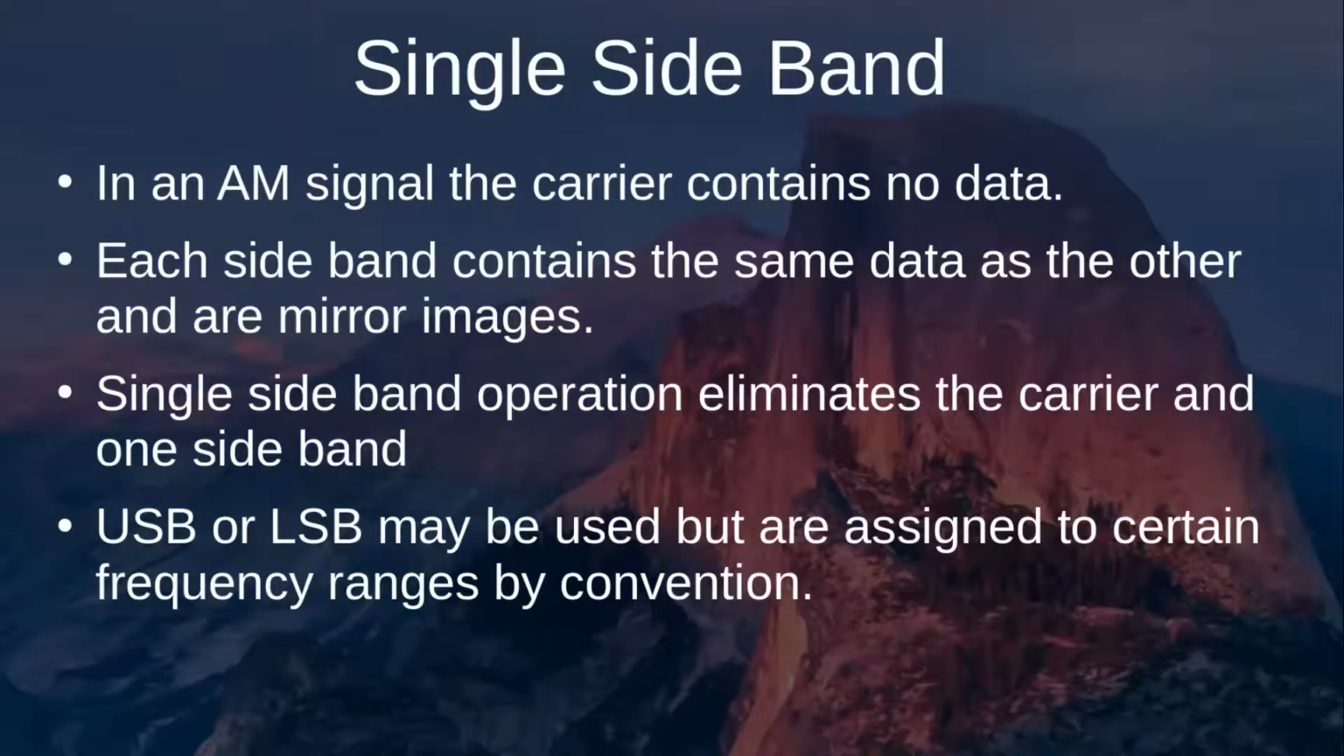Upper sideband or lower sideband may be used, but these are assigned to certain frequencies in amateur radio just based on convention. So one day, people just agreed that the upper sideband would be assigned to these frequencies and the lower sideband would be assigned to these other frequencies.